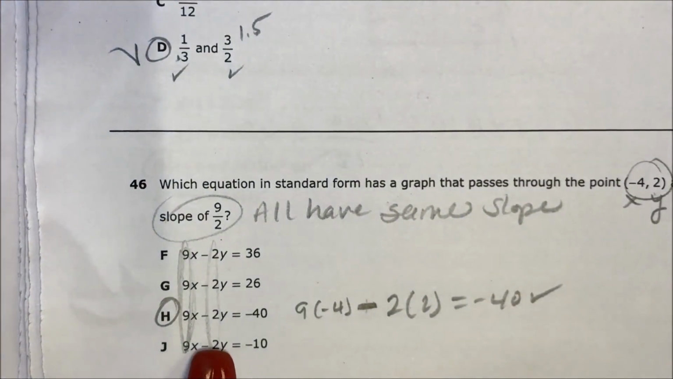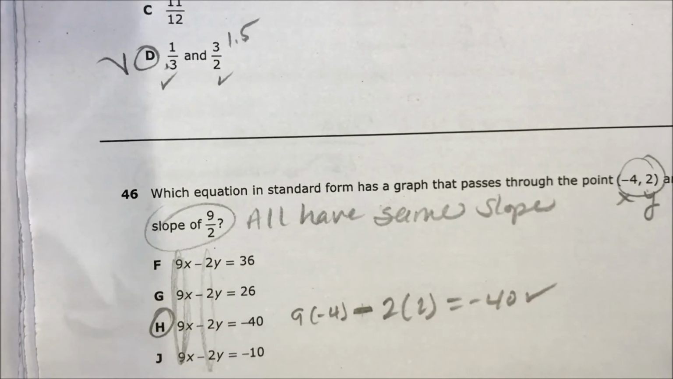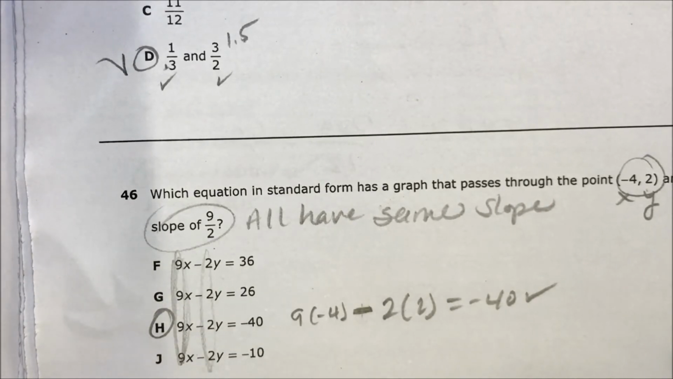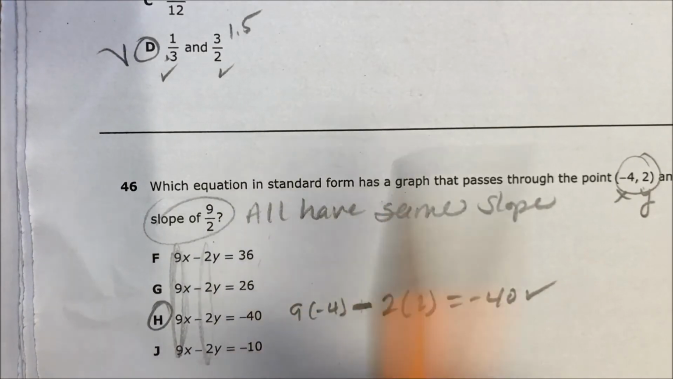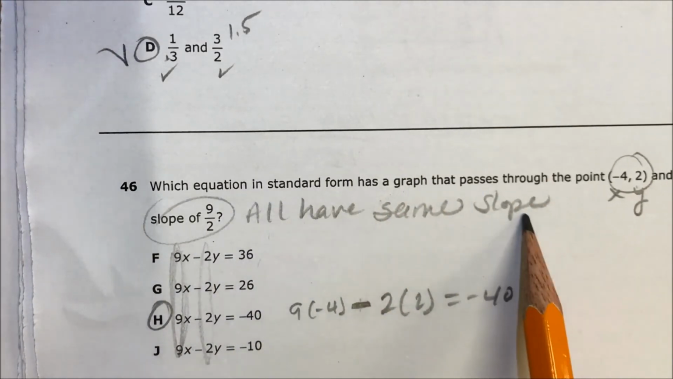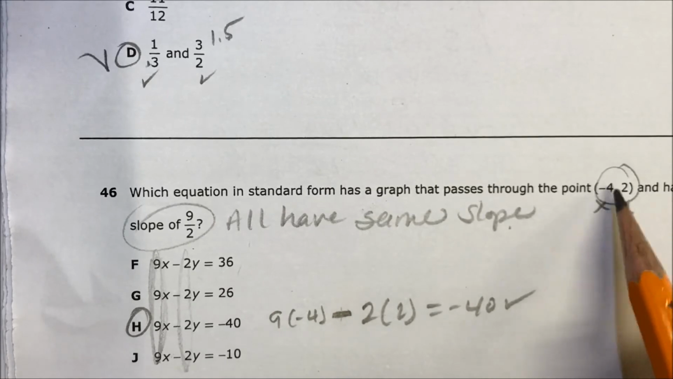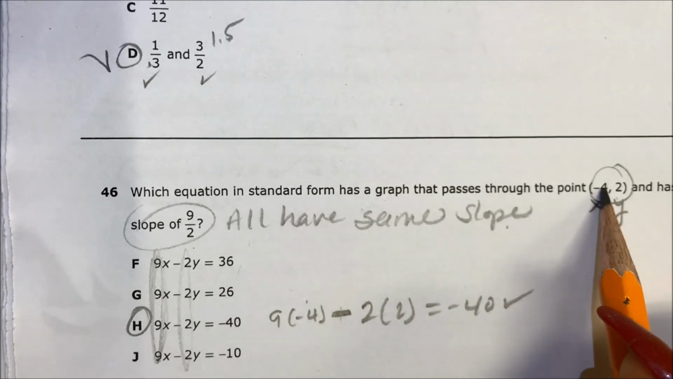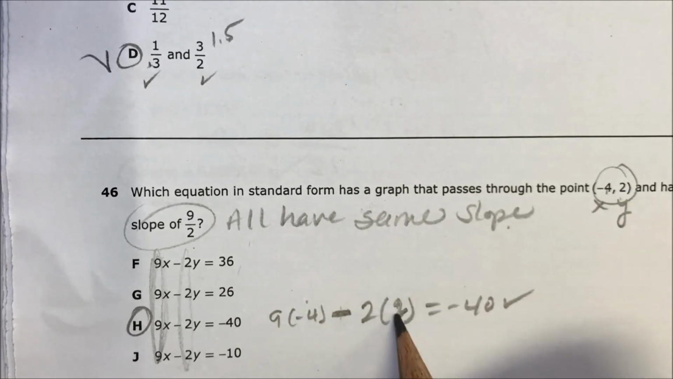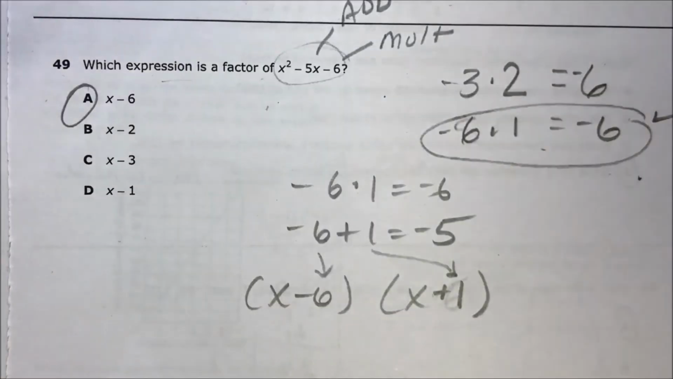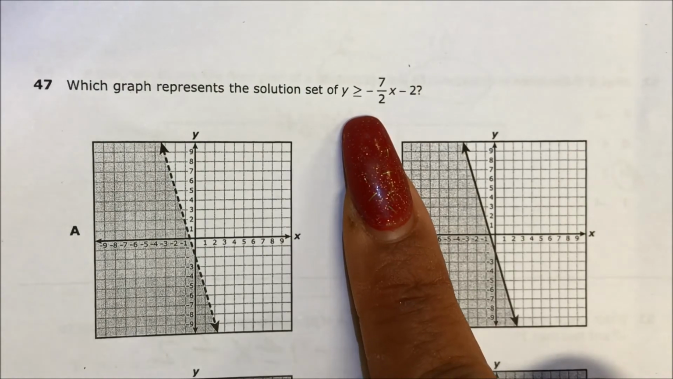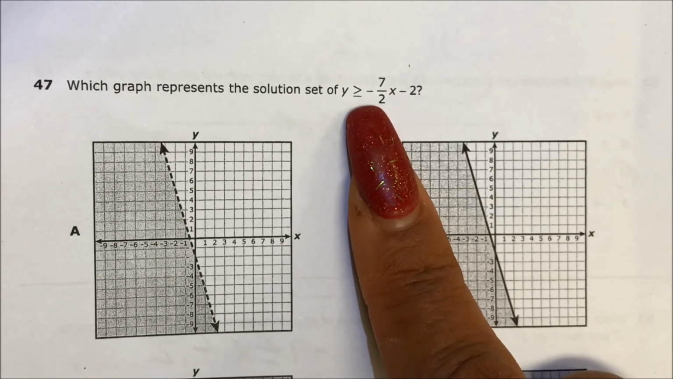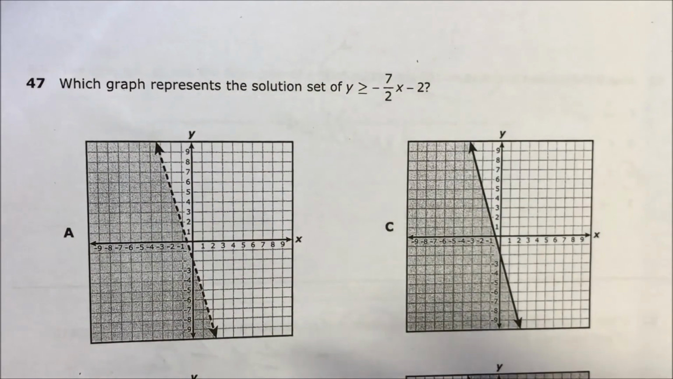If that doesn't happen and you have different values here, you're going to have to solve for y to see the slope. But in this problem, they made it easy. The slope is going to be the same for all of them, so you don't have to find the slope. You just need to plug in -4 in the x spot, 2 in the y spot, and you get -40. Let's talk about 47. I need to know which graph represents -7/2x minus 2.